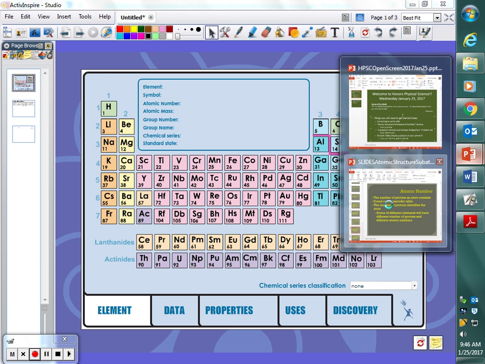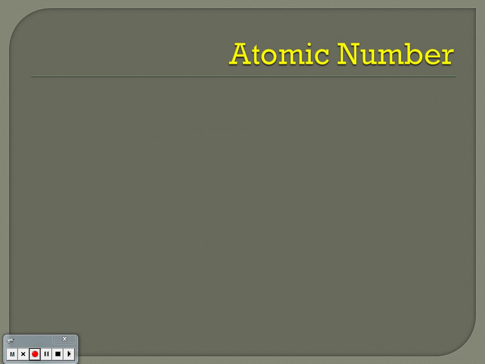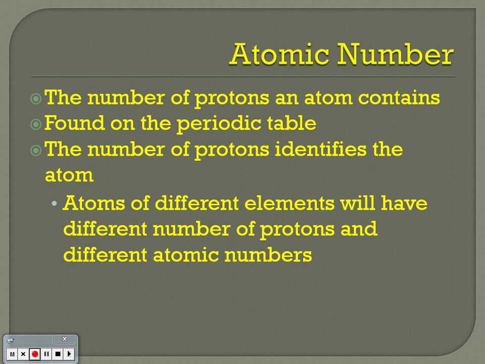Because the number of protons identifies what kind of an element that atom is. Atoms of different elements will have a different number of protons and different atomic numbers. This is how we distinguish one atom from another. The number of protons.